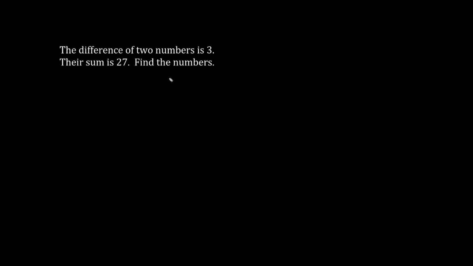The difference of two numbers is 3. So let's call these numbers x and y. And the word difference means we subtract. Is means equal. This is equation number 1. Their sum is 27. So x plus y equals 27. We'll call this equation number 2.